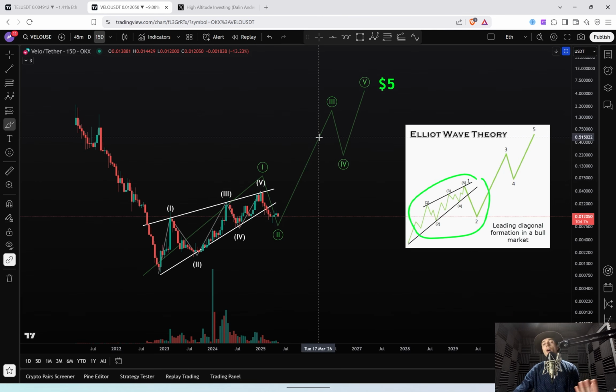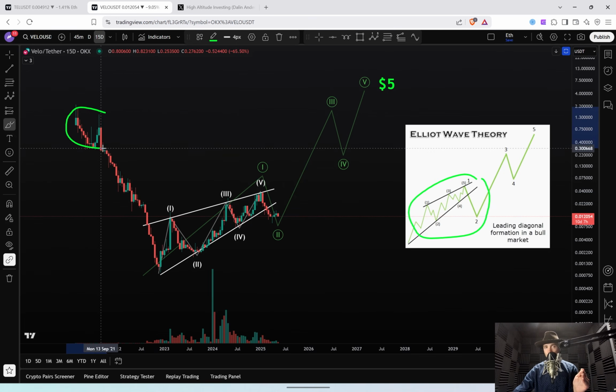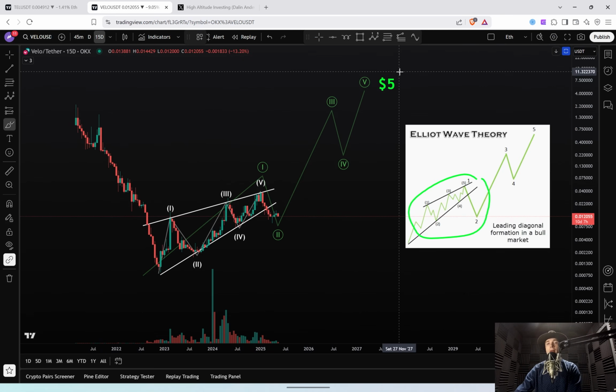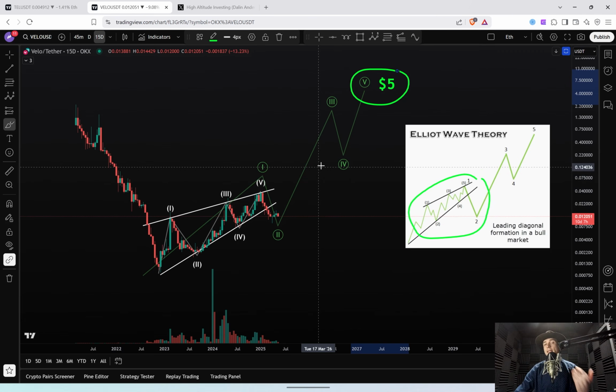Now, wave three is always going to be more parabolic and more vertical than wave one. So for this coin, I do think wave three should take us all the way up to our old all-time high. And it'll be very exciting and very profitable to ride this coin inside of wave three here. And this Elliott wave cycle also lines up perfectly with my target of $5. As you guys can see, wave five would take us right up to about $5 per Velo, which would be a perfect area for us to be taking profits on this coin.